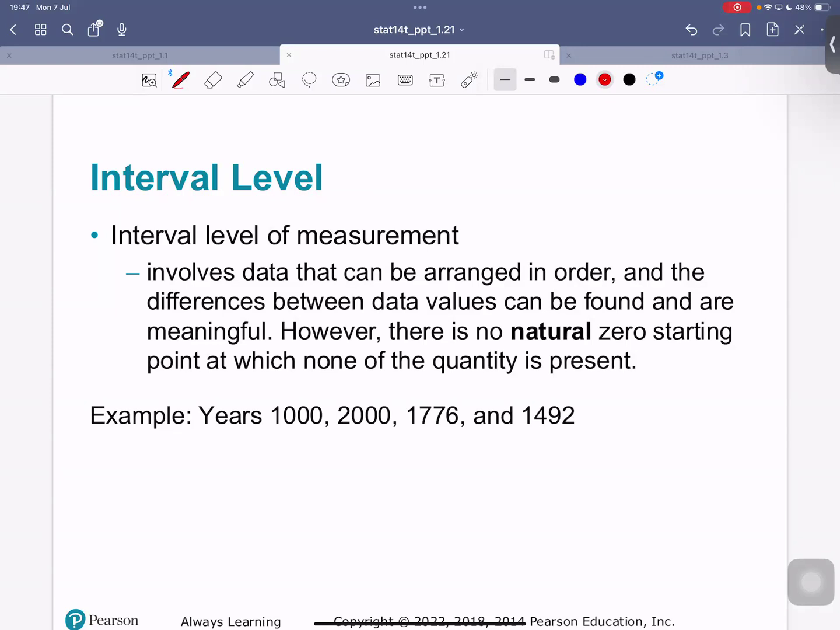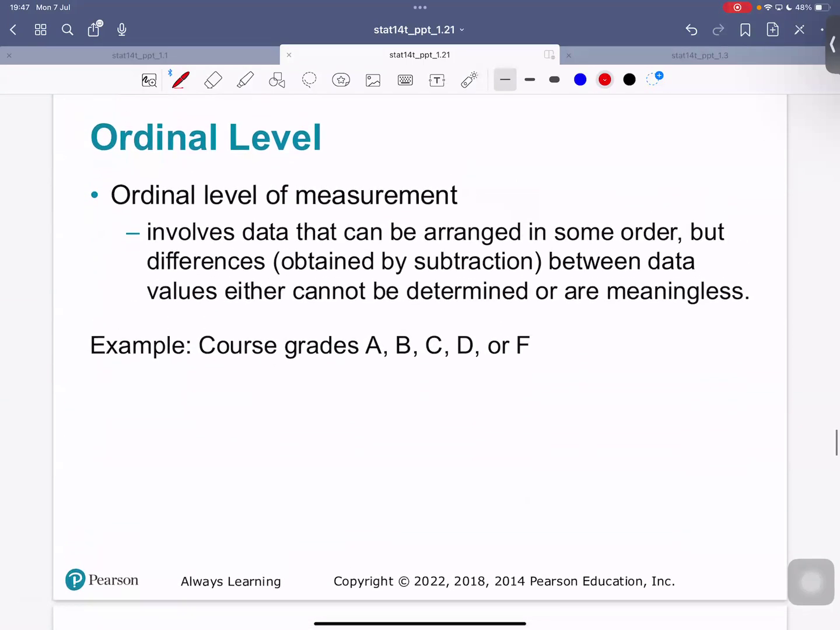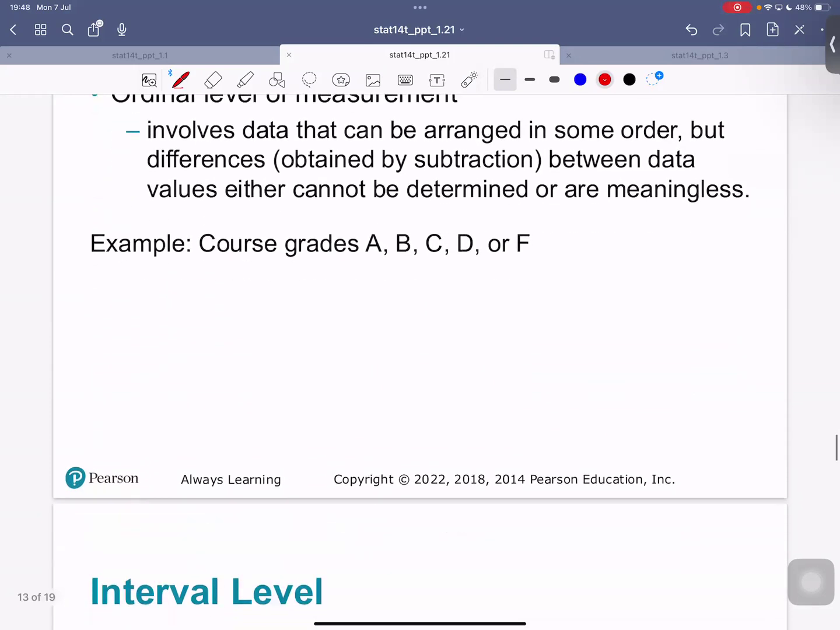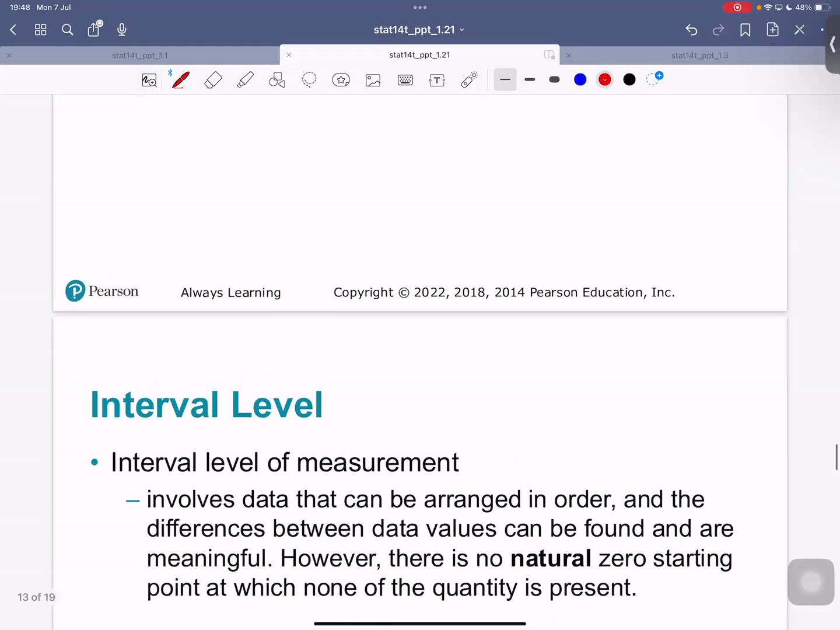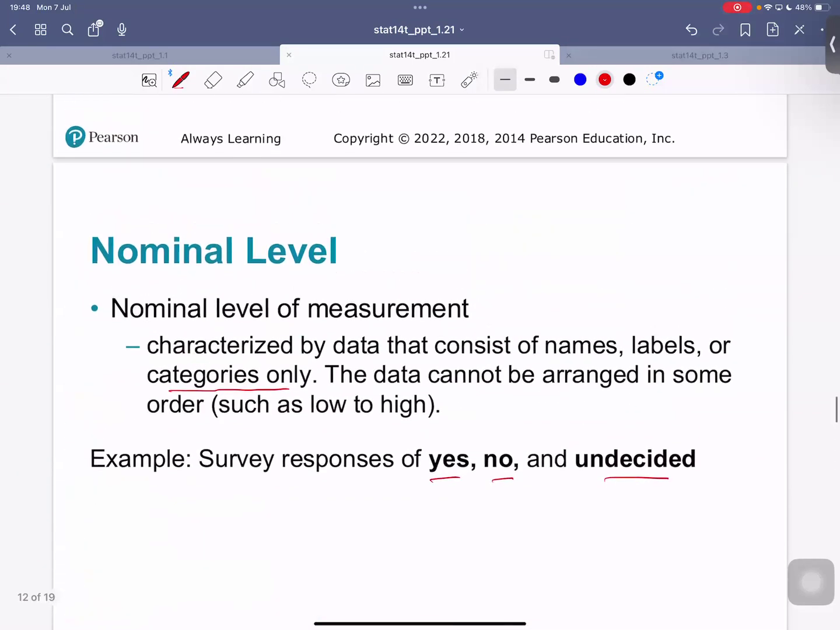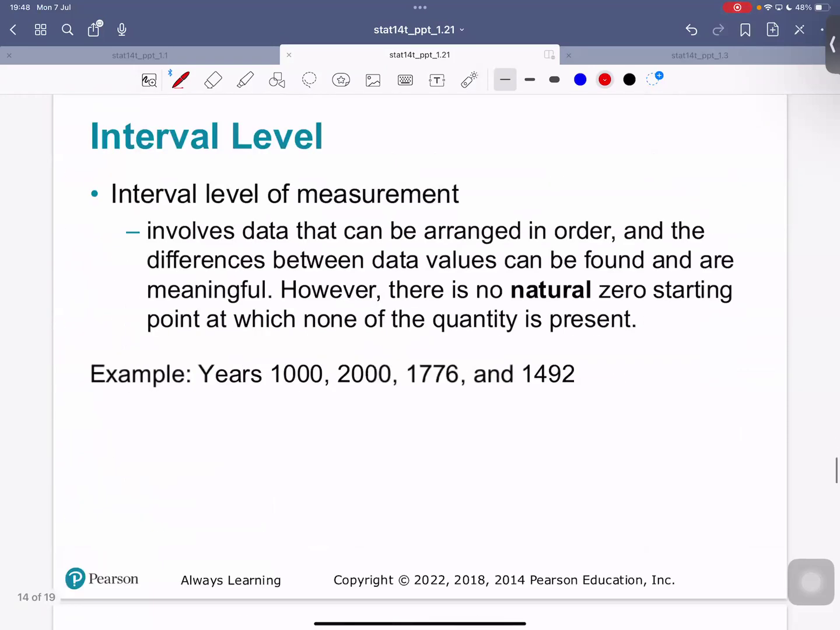The interval level and the ordinal level have something in common and something different. For the ordinal level, the data can be arranged, and for interval, they can be arranged as well. But for ordinal, we cannot find the difference between the data, and in the interval level, we can find the difference between the data values. And nominal is just names, labels, and categories.